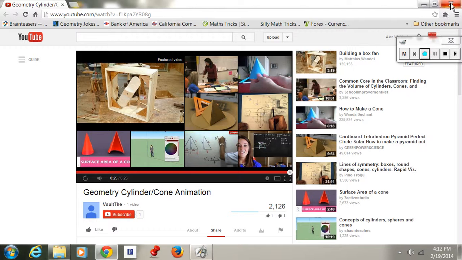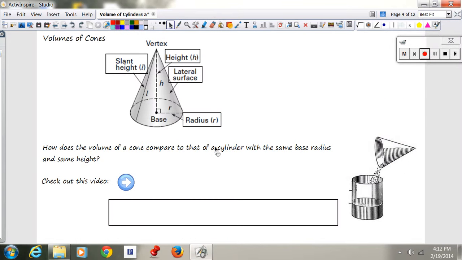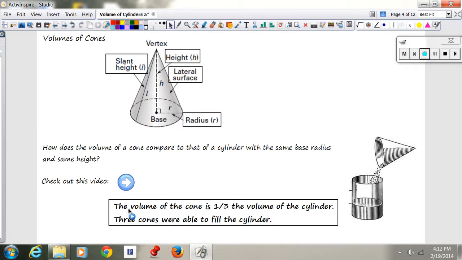So what does that tell me about the way that a cone and a cylinder relate to each other? Because it looks like it took 3 of these cones to fill up one cylinder that has the same circular base and the same height. So we would put something like the volume of a cone is 1/3 the volume of a cylinder. 3 cones were able to fill up the cylinder. If you dumped 3 cones into the same base size with the same height cylinder, it would take 3 of them. So again, you can pause the video if you need to. I'm a little quick.